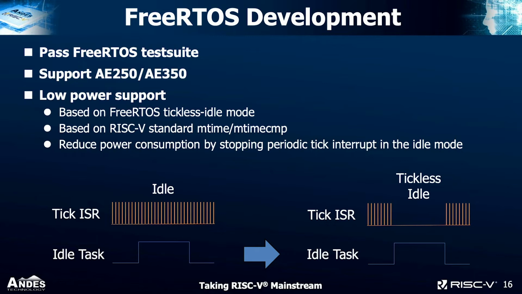So you could just set the timer event to the nearest event, so that during the idle task you will not receive any timer interrupt, so that you can reduce the power consumption.